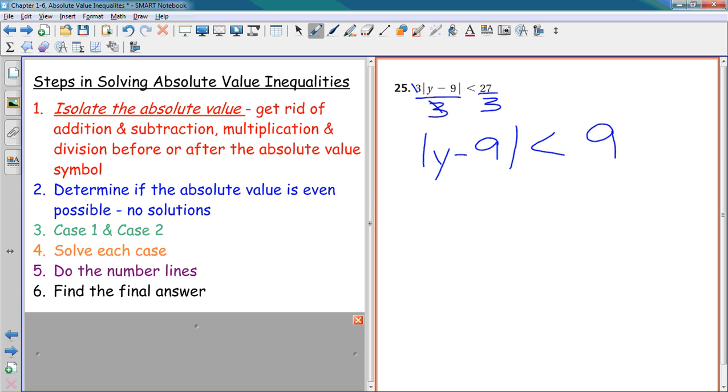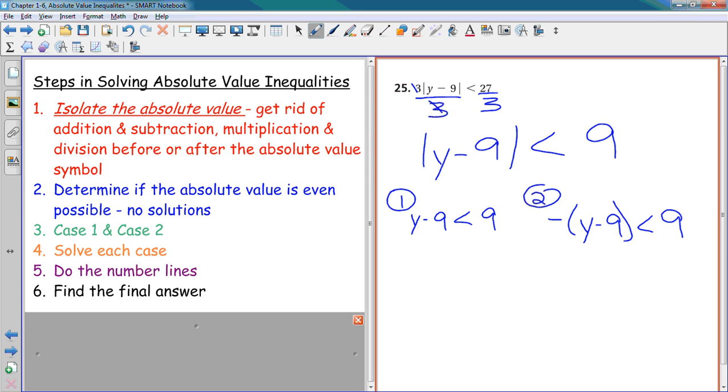Okay, so we need our two cases, case 1 and case 2. Case 1, y minus 9 is less than 9. And case 2, negative (y minus 9) is less than 9. Now we need to solve both sides.